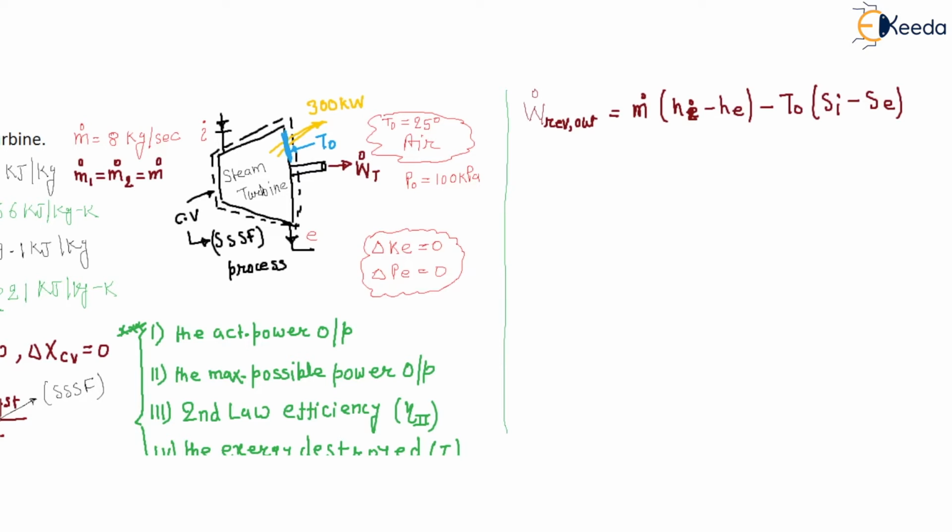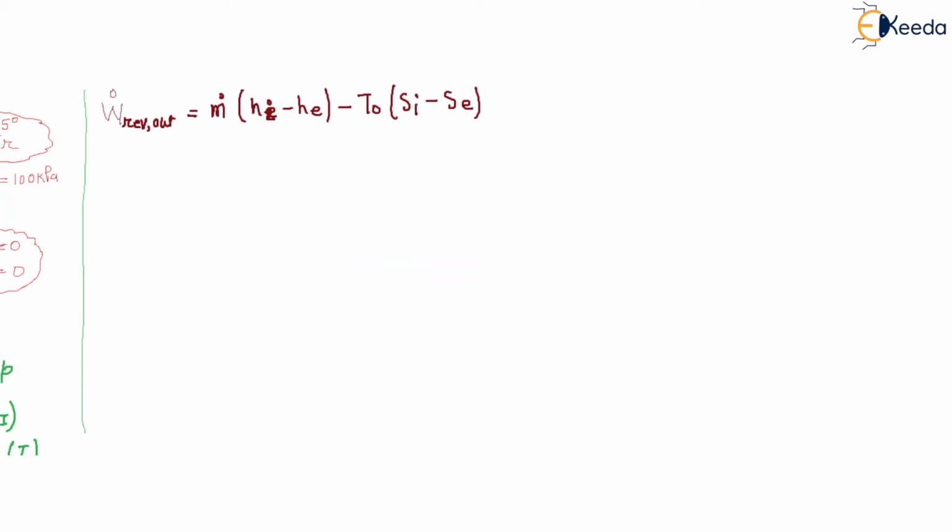If this temperature is higher than the surrounding temperature, say 70 degrees, then we also count the exergy due to heat transfer. But we assume that the boundary of the system is the same as the surrounding. Why? Because there is no information given about the system boundary temperature, right? So what is that? M dot is what?